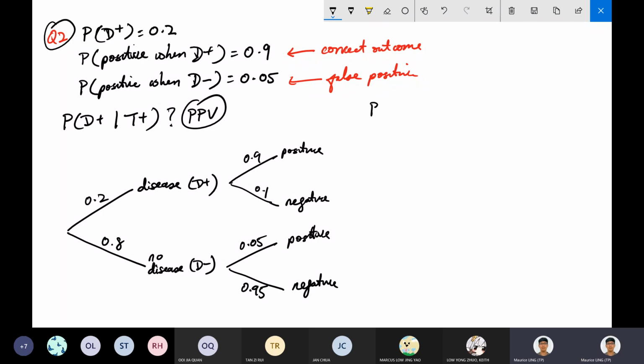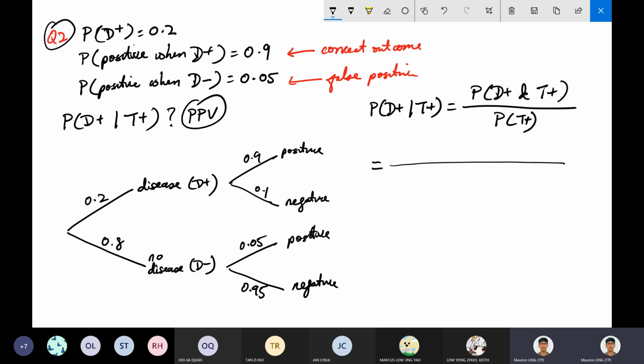So what we want is the probability of disease given the positive test, which means that we want to take disease and positive test over positive test. So how do we do it? Disease and positive test is very easy. It is actually this track, correct? So let me just color it first. This track we have 0.2 times 0.9. And positive, this is also positive, right? So it's still 0.2 times 0.9.